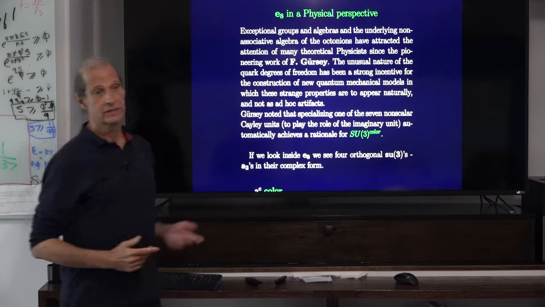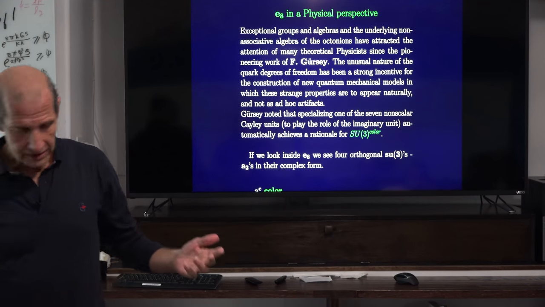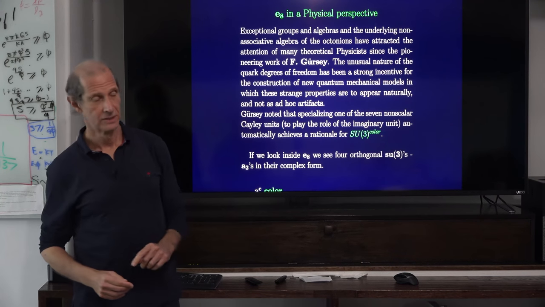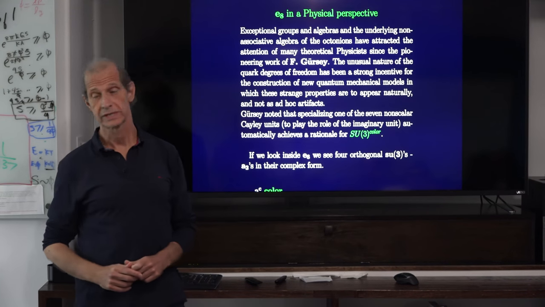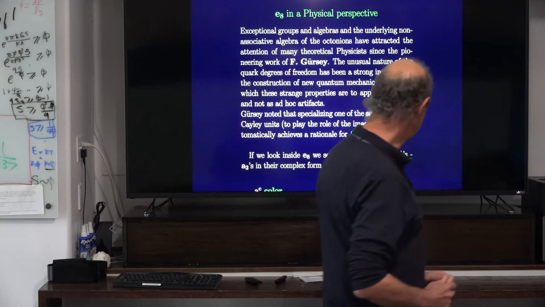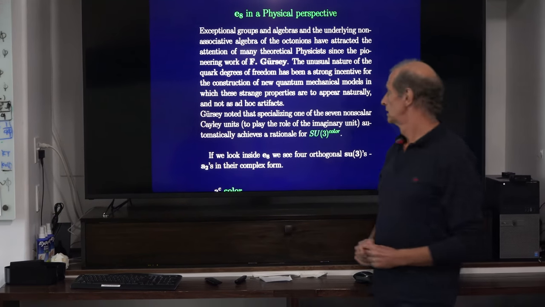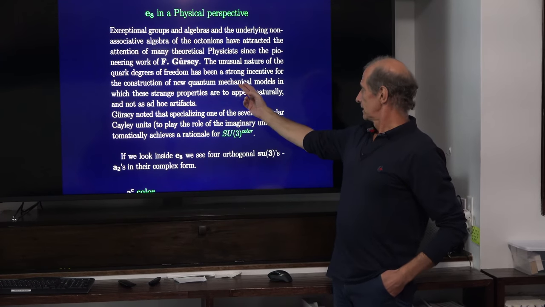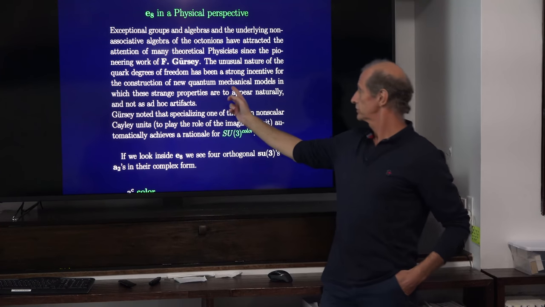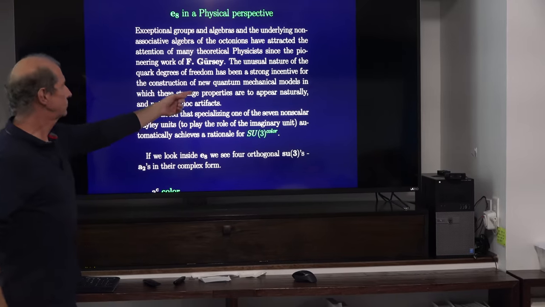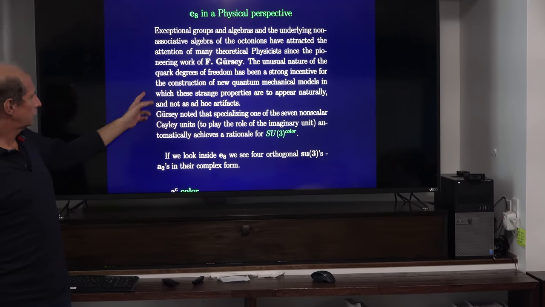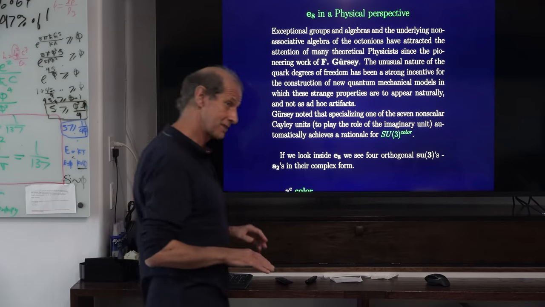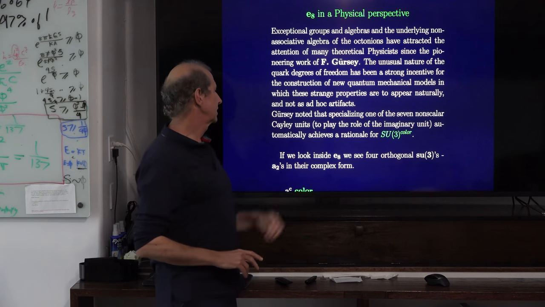If you think about E8, historically, E8 is an exceptional algebra, and the exceptional algebras had a pioneer as a physicist working on them. And this was Feza Gursey. We are back in the late 70s. He noticed that the unusual nature of the quark degrees of freedom has been a strong incentive for the construction of a new quantum mechanical model, in which these strange properties of the quarks, think that we were in the late 70s, are to appear naturally and not as ad hoc artifacts.